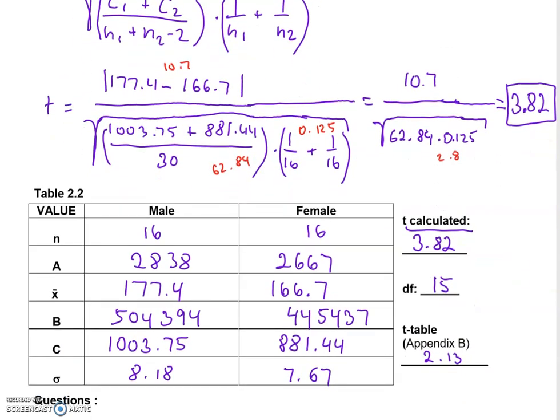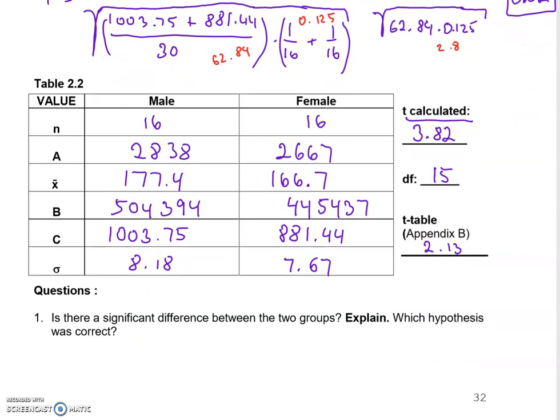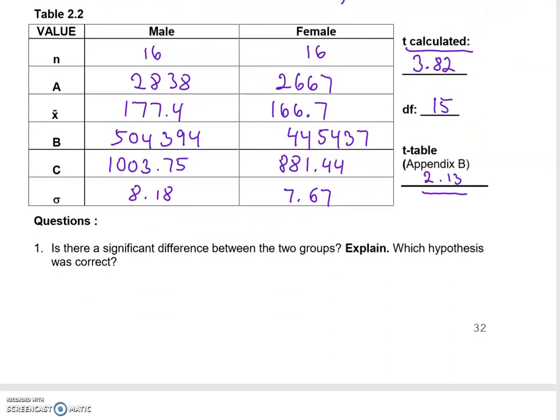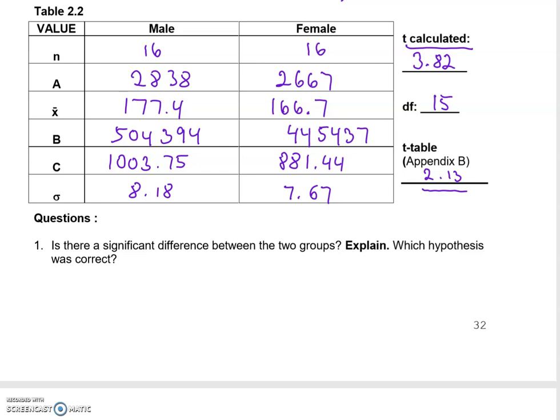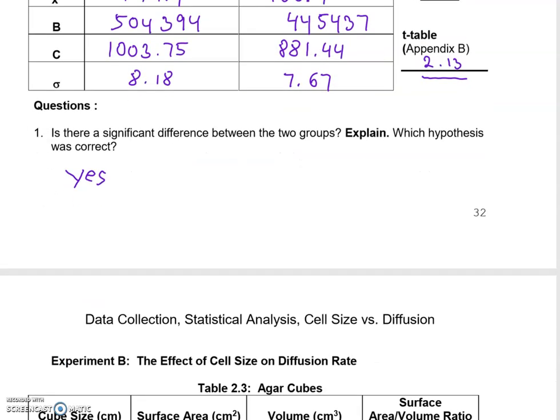And we're going to put this down here. Calculated T is 3.82. Our degree of freedom was 15, which in the T table gives us a cutoff value of 2.13. 3.82 is bigger than 2.13, so our answer is yes, there is a significant difference between the two groups with 95% certainty, so p < .05. So that means we reject the null hypothesis and we come to the conclusion that yes, there is a significant difference, and our initial hypothesis that there might be a significant difference turns out to be true with 95% confidence.